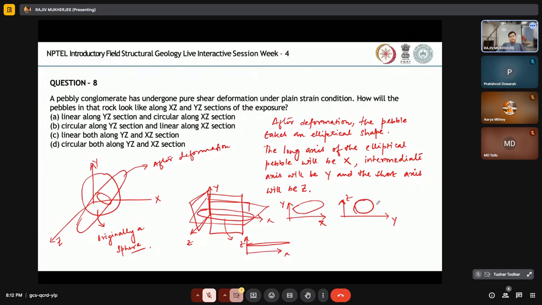and therefore option B is correct, because along yz section we can see a circle. So this is basically x greater than y greater than z, the framework we are following for kinematic analysis. And since x is very much greater than y, which is also greater than z, if we cut a section across the xz plane, we will definitely find that it is almost appearing as a line. So we will get circular section along yz and linear section along xz.